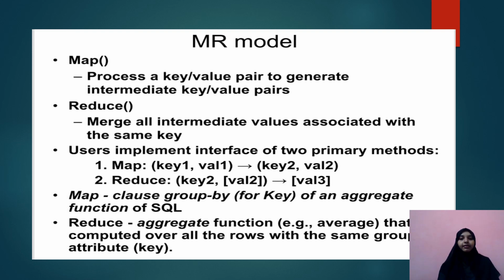Users implement interface of two primary methods. It has map, that is key 1 value 1, gives rise to key 2 value 2. Reduce is key 2 value 2 gives rise to value 3. Map is like the group by clause for key of an aggregate function of SQL. Reduce aggregates function, example, average that is computed over all the rows with the same group attribute key.